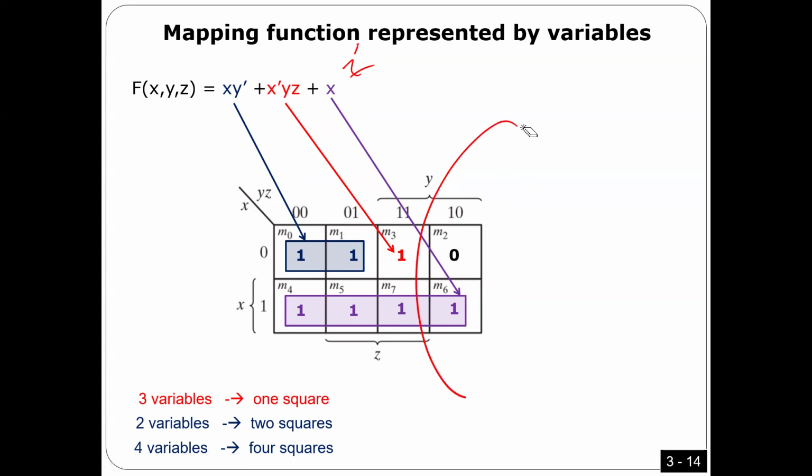So always, this is how you can check in quizzes in the exam if you made a mistake or not. Very simple. If the term has 3 variables, this is equivalent to only 1 cell. If it has 2 variables, this is equivalent to 2 cells or 2 squares. If it is only 1 variable, whatever it is, it can be x, y, z, x prime, y prime, z prime, as long as it's only 1 variable, this should be equivalent to 4 squares. Any questions?